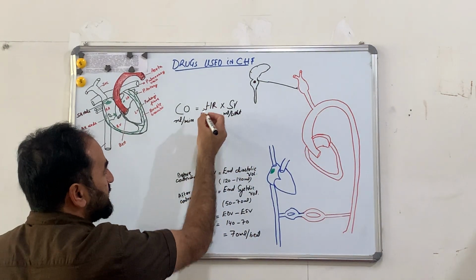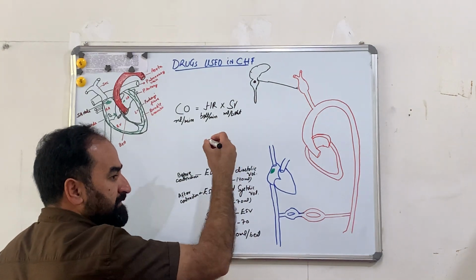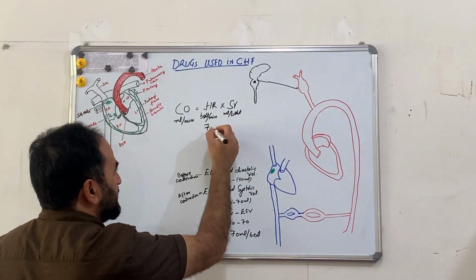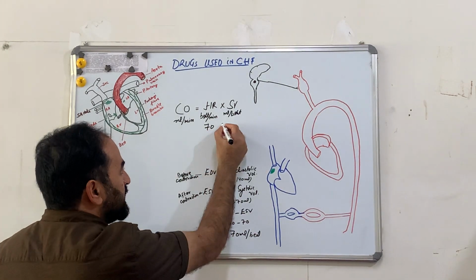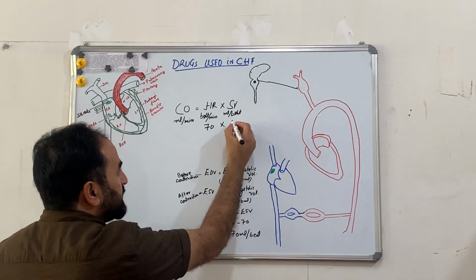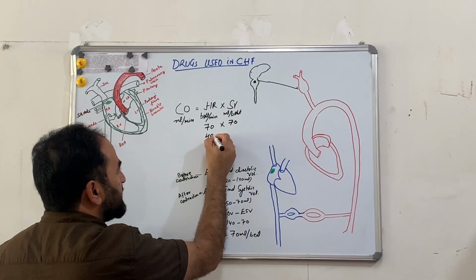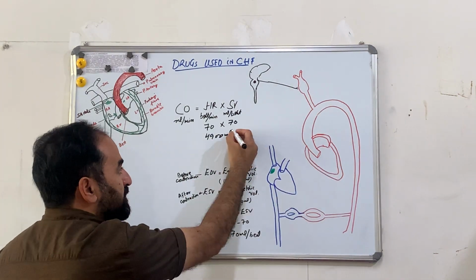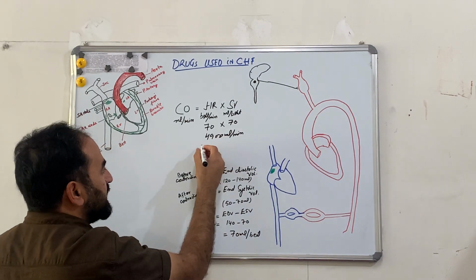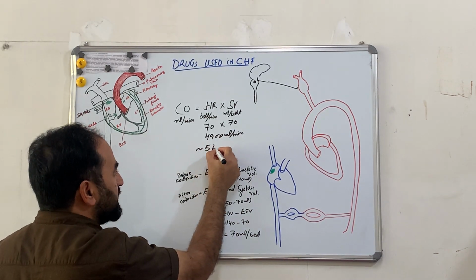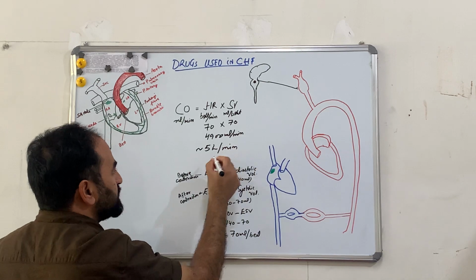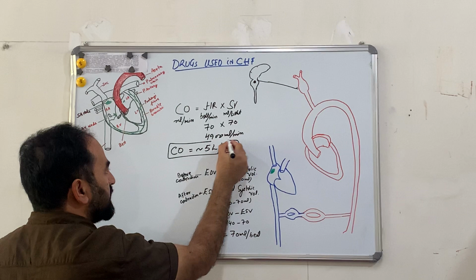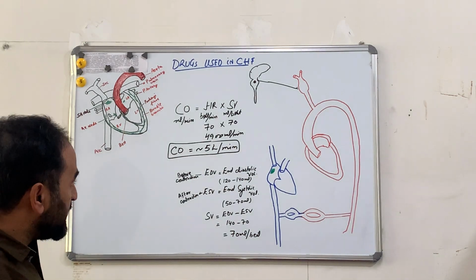You calculate it. Say for example your heart rate is around 60 to 80, so we will take the average. Let it be 70. Then stroke volume 70. So it is around 4900 ml of blood that is ejected per minute by your ventricles. That is approximately 5 liters per minute. So this is your cardiac output.